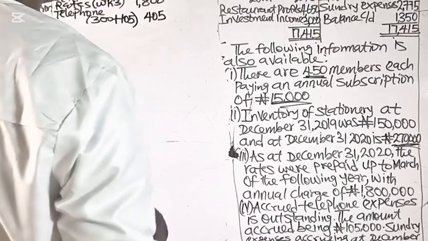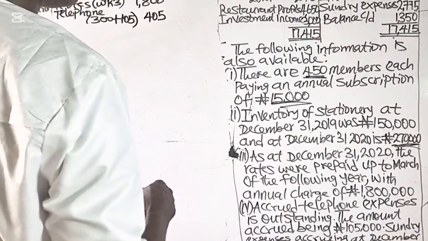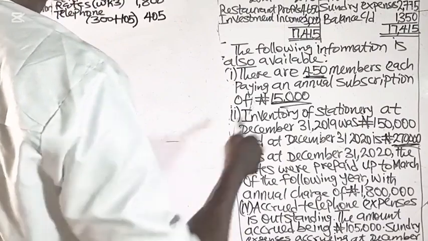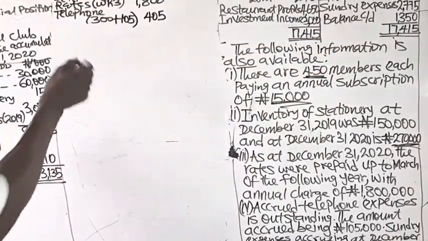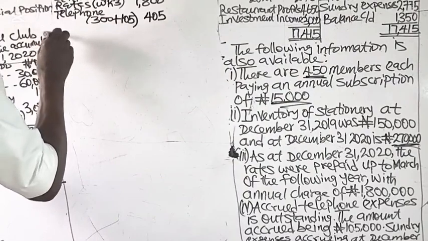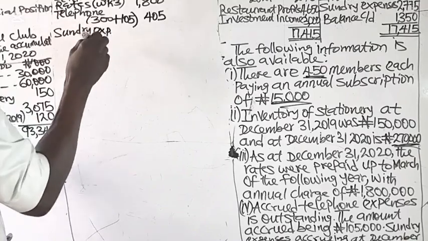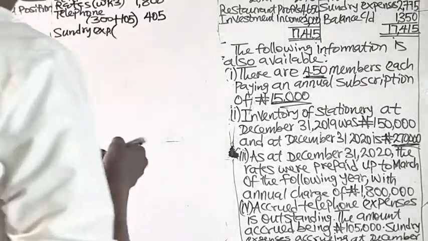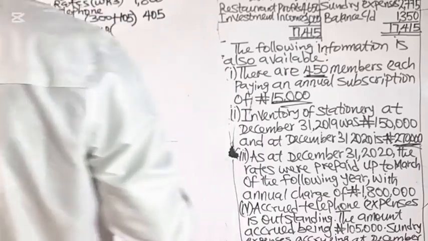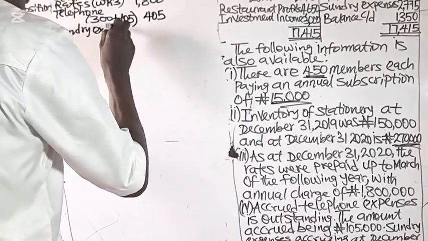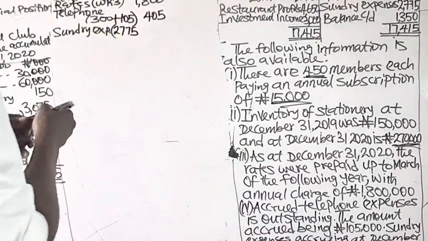After telephone expenses, the next item in the receipts and payments is investment. Investment is an asset, so it will not appear in income and expenditure account. So it will be used in the statement of financial position. Then after investment, we have sundry expenses. The amount paid as per the receipts and payments is 2,775. Now let's go through the note.